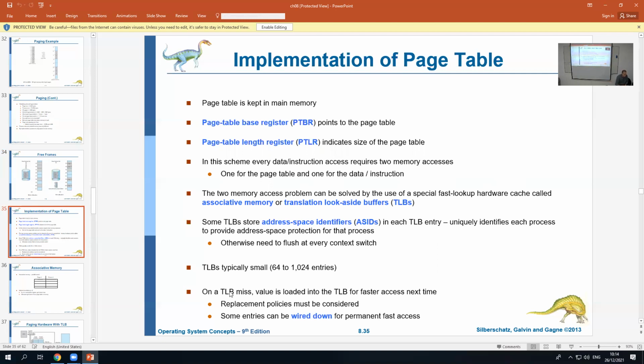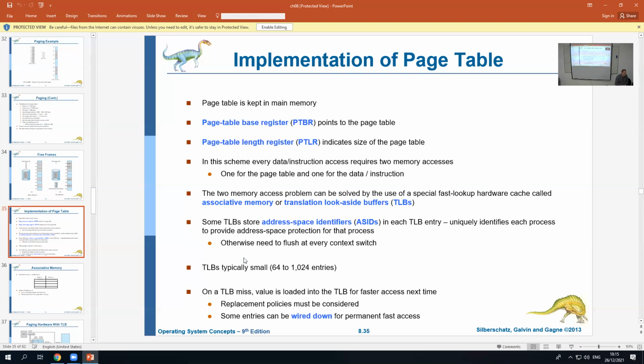So on a TLB miss, the value is loaded into the TLB for faster access next time. In other words, since we recently used it, we're probably going to use it again, so let's keep it in the cache. Replacement policy must be considered. We have to decide who to kick out of the cache if the cache is full. So now we have to choose a victim to remove from the cache.